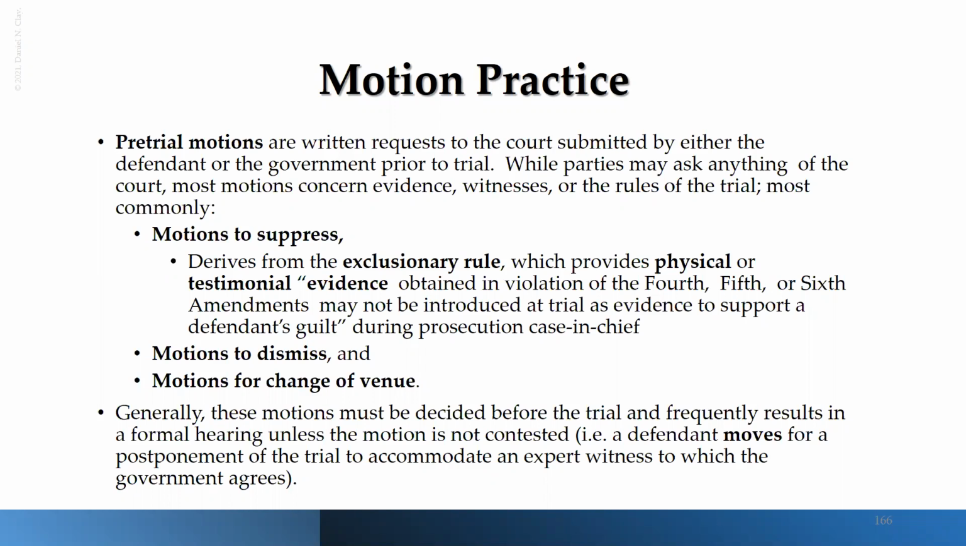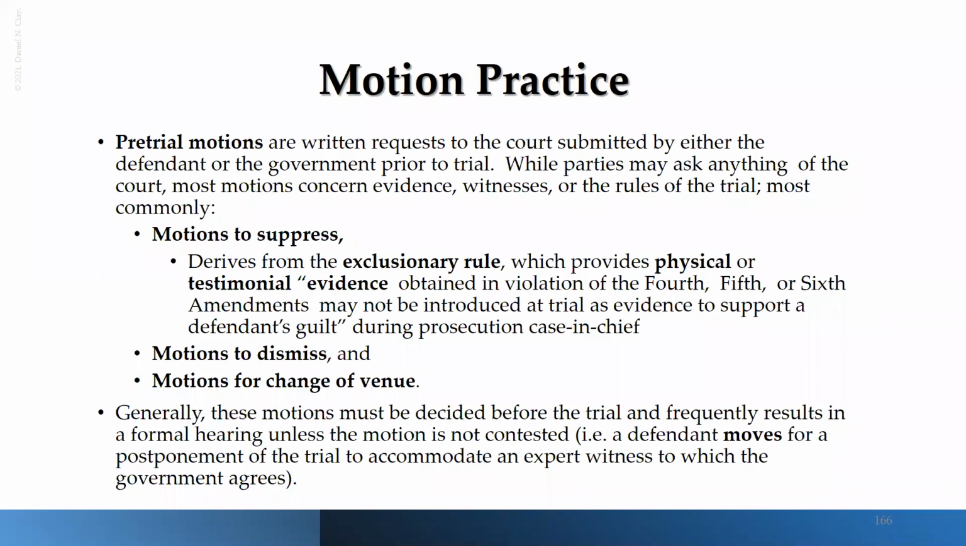But that's change of venue. It's just that you can't get a fair trial because everybody knows about it, or the press coverage, or whatever. So you want to have it in a different location. Now, one thing to say about motions is generally motions must be decided before the trial, and they frequently result in formal hearings. So we'll have a hearing where we might call witnesses. If I have a suppression hearing, the prosecution is going to call the police officer. They're going to question them, and then I'm going to cross-examine them, to see if they did in fact violate the Constitution. So we're going to have almost a mini trial over whatever issue was contested.